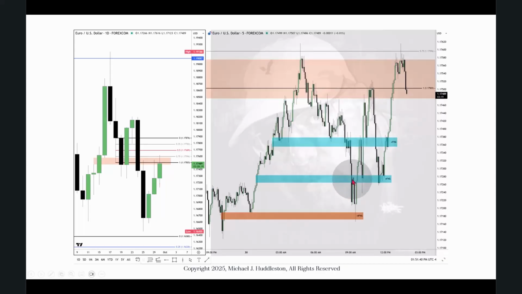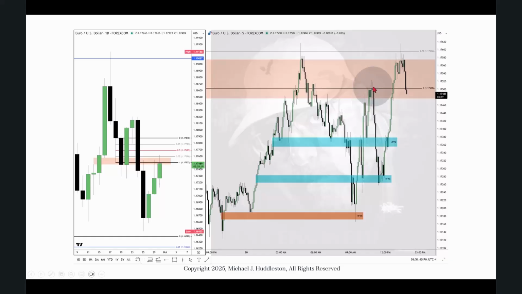It breaks lower down into the inefficiency here, goes below it, comes right back in, treats it as an inversion fair value gap, trades down into an old bullish fair value gap, now becomes an inversion fair value gap right here, the downside of it. Trades higher and then starts to reaccumulate at that old order block. So it's a bullish reclaimed fair value gap.